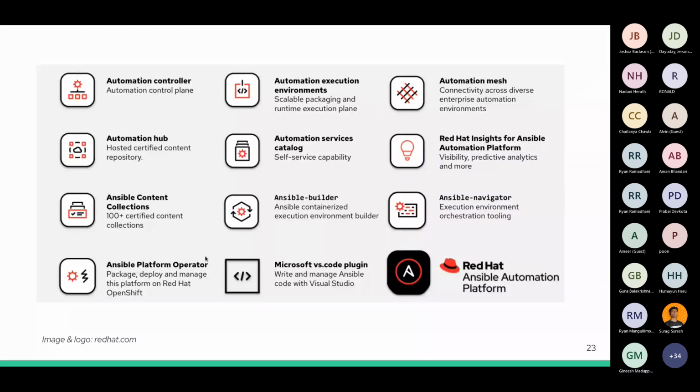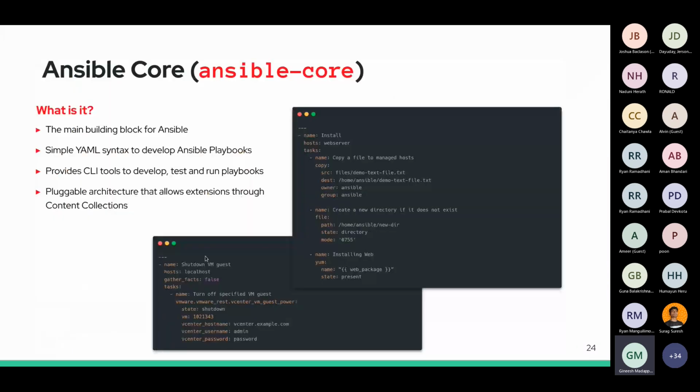Now, this is the very base or core of Ansible, which is called Ansible Core. Earlier it was called Ansible Core, then we called it Ansible Base. Now it's called Ansible Core again. Okay, this is the main building block of Ansible. This is the real Ansible. So Ansible Core will take the YAML-based Ansible playbooks and will execute the tasks based on the modules. You can see on the screen, it's a very simple playbook where you are copying some files, creating some directories, and installing packages.